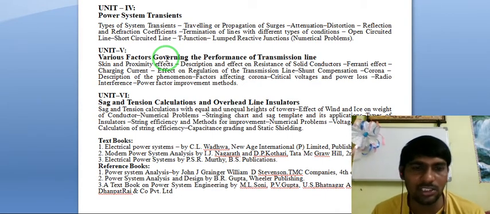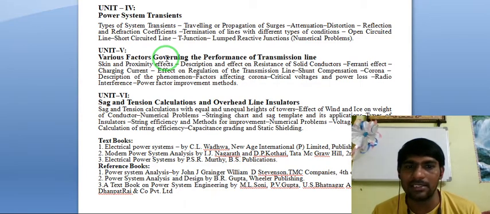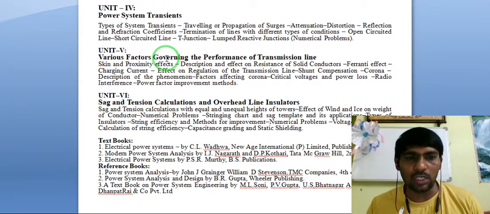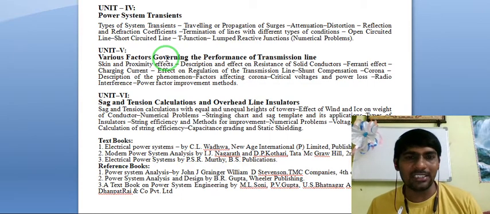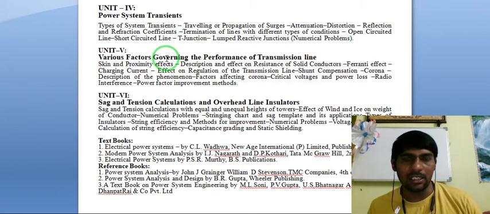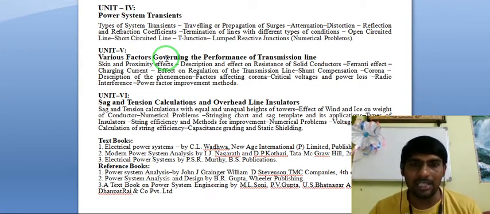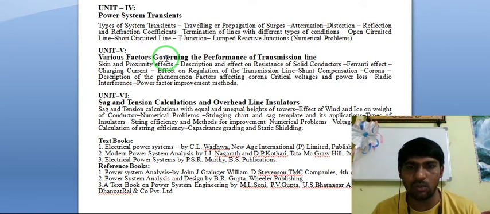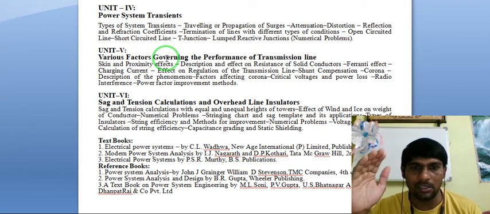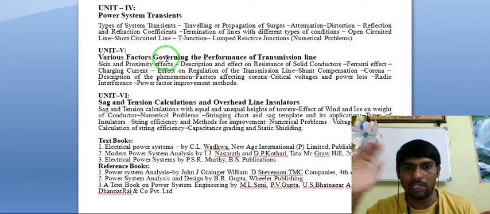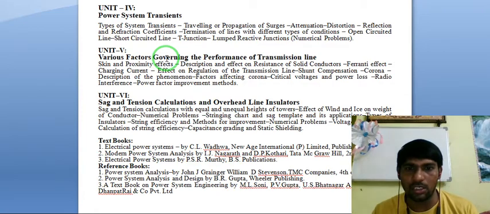Next, unit number 6, the last unit, is sag and tension calculations and overhead line insulators. How are we going to calculate the sag? How much length must be provided in between two towers, as well as in between two poles, and we need to calculate the ground clearance from the conductor to the ground. How much clearance must be present between tower and ground as well as conductor and ground? Those things must be calculated in this unit.